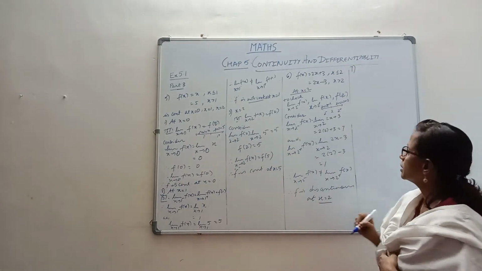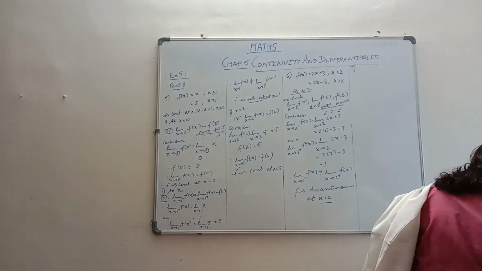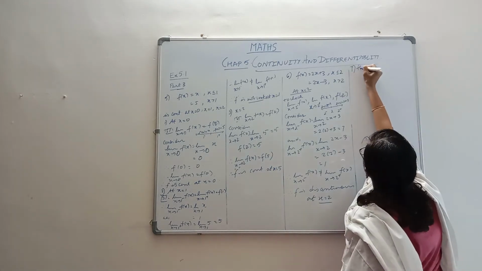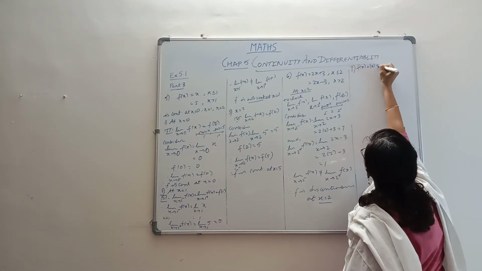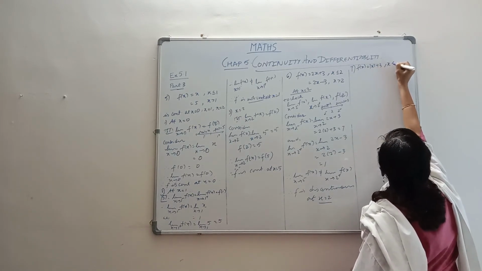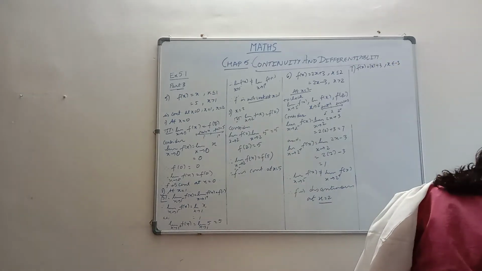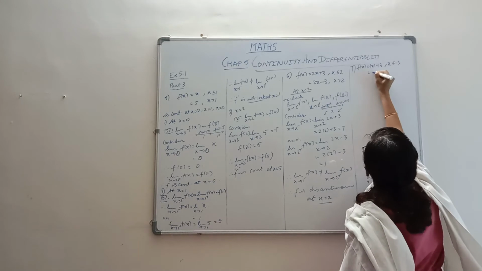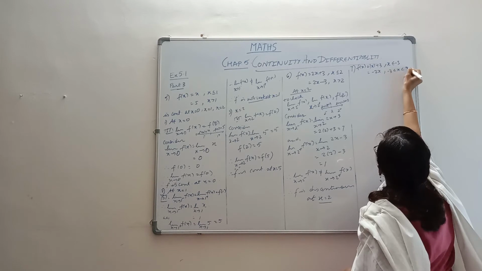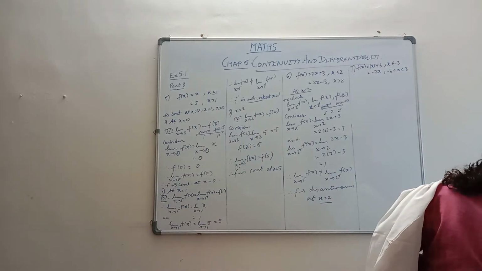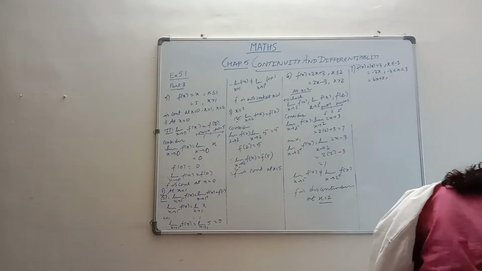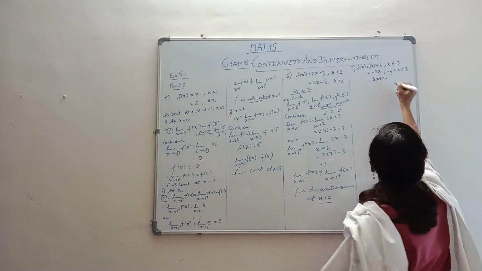We can take the 7th problem and see what it says. The 7th problem says that you have f of x as modulus of x plus 3 in cases where x is less than or equal to minus 3, and it is minus 2x in case where it is between minus 3 and 3, and it is 6x plus 2 when it is greater than or equal to 3.